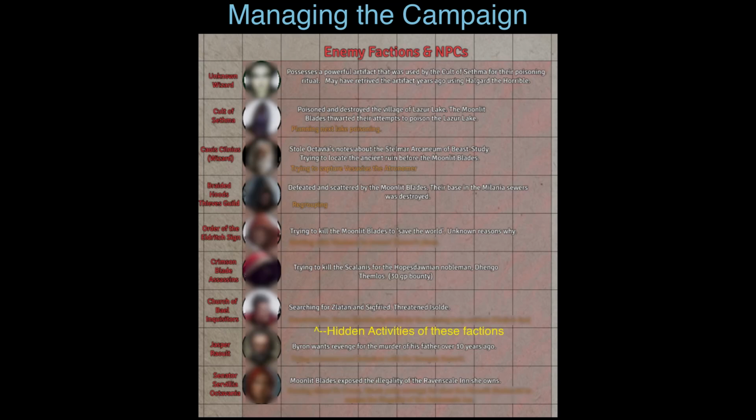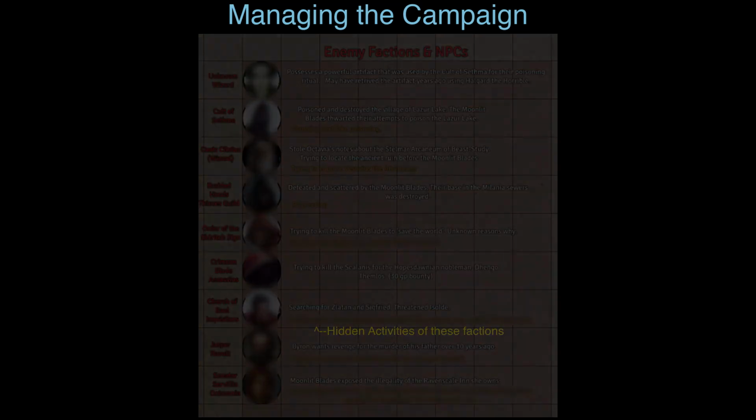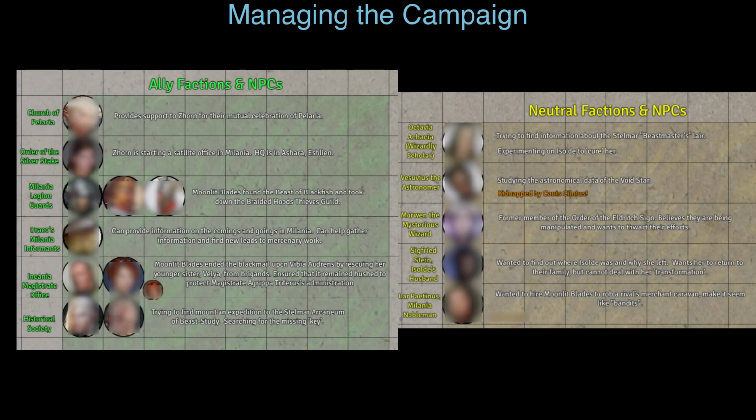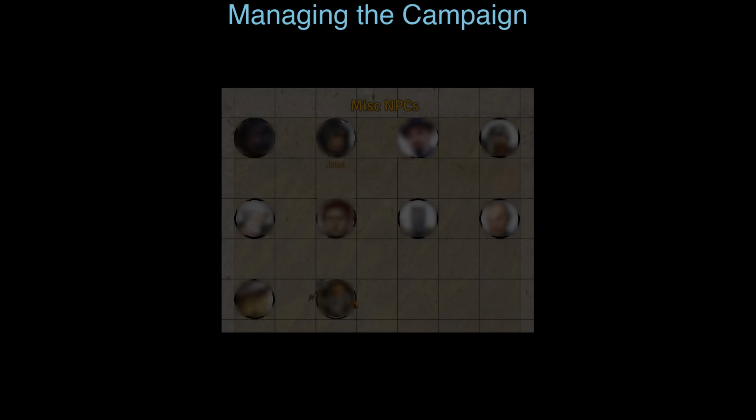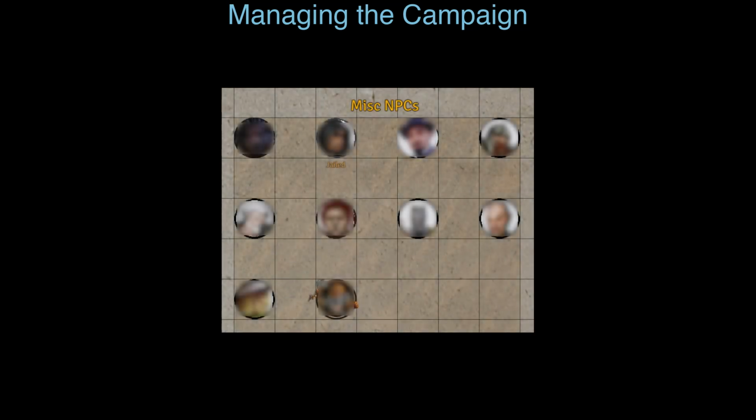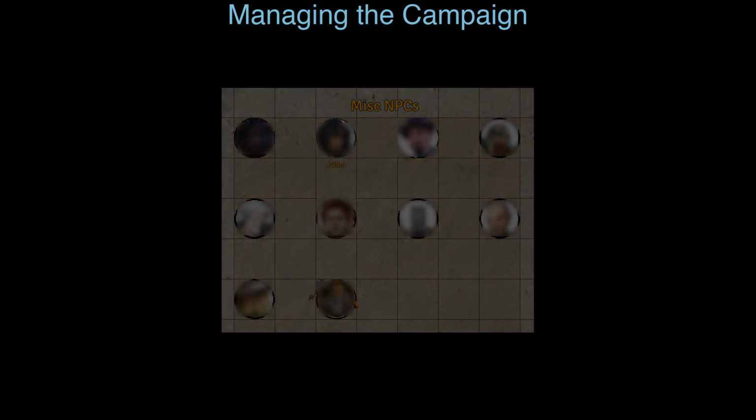I will often consult this list during downtime breaks and between game sessions to determine what these factions and NPCs have been up to off-screen. I have a similar list of allies and neutral factions. These are other NPCs the players have interacted with. And I also keep a small collection of important NPCs that maybe aren't fully relevant to the ongoing story, just so we keep track of them and don't forget about them.